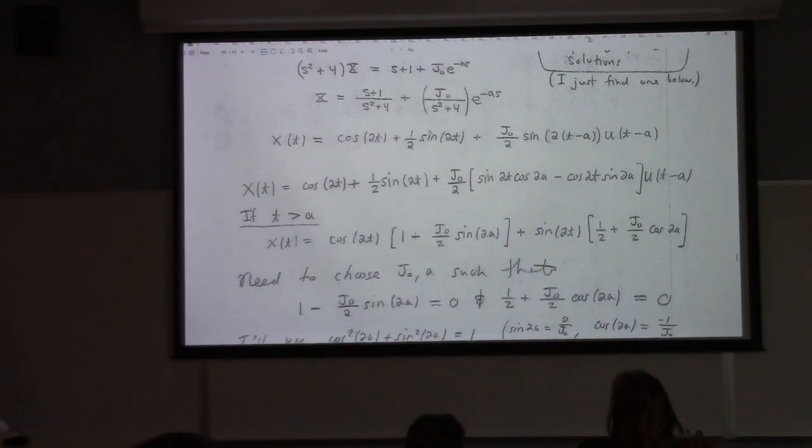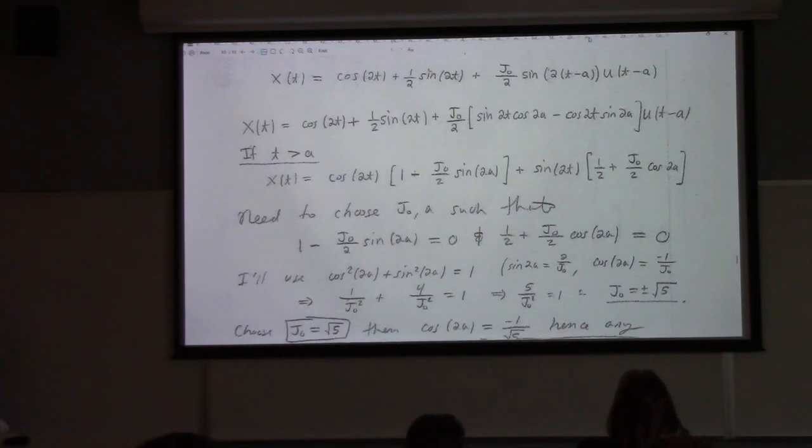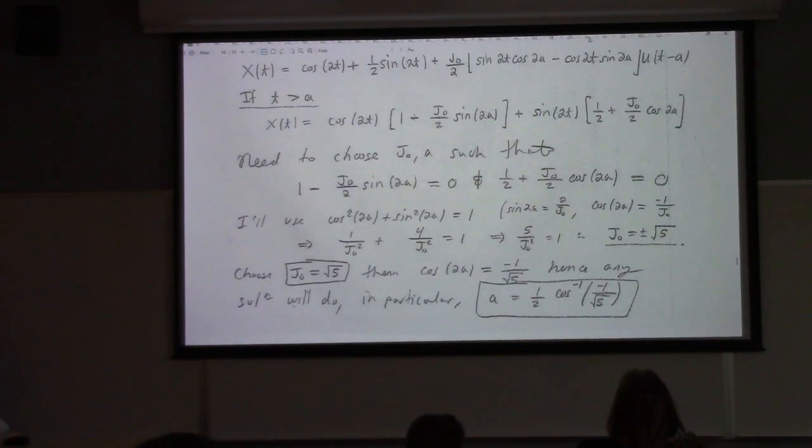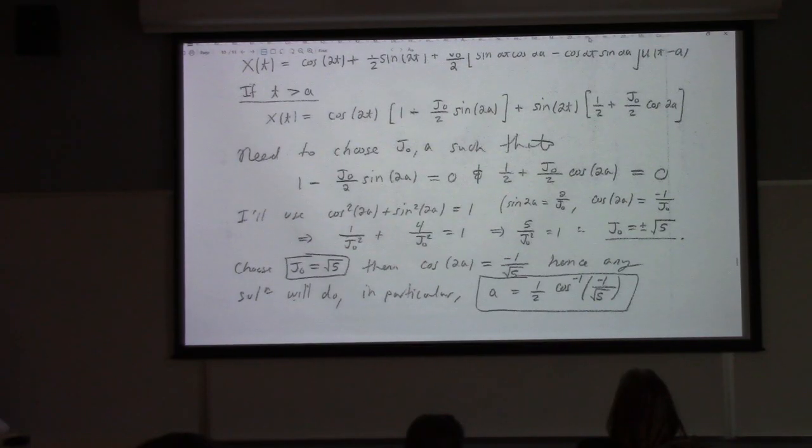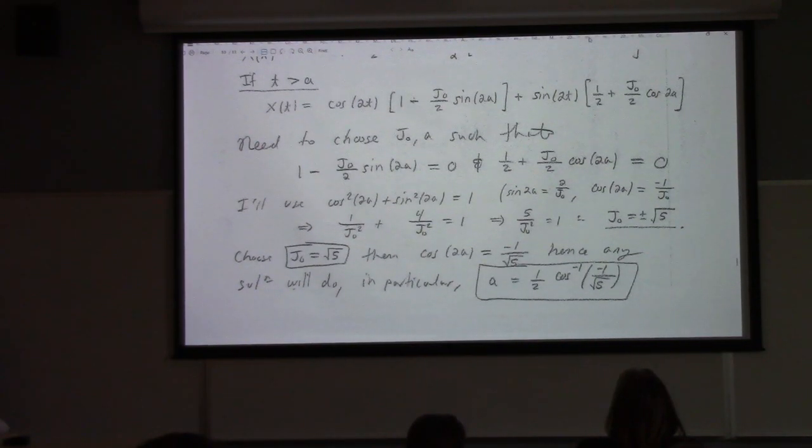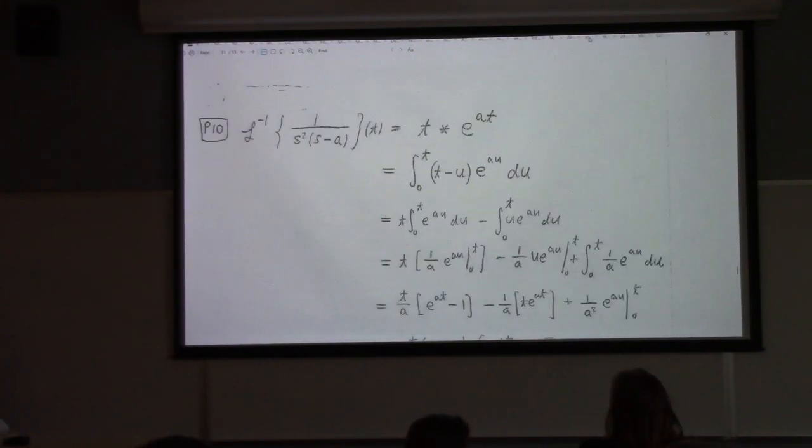So, as I say, we don't really care about all this. But for example, I can make it happen if I pick j naught equal to the square root of 5, and a is that. So, I don't think I gave this problem to you guys, did I? I did? I think there's a variation of it on the show. A variation?